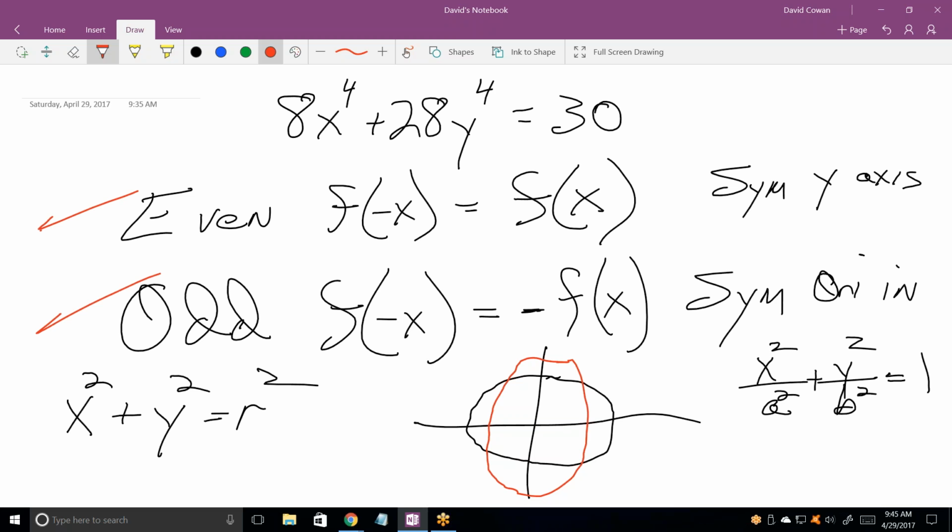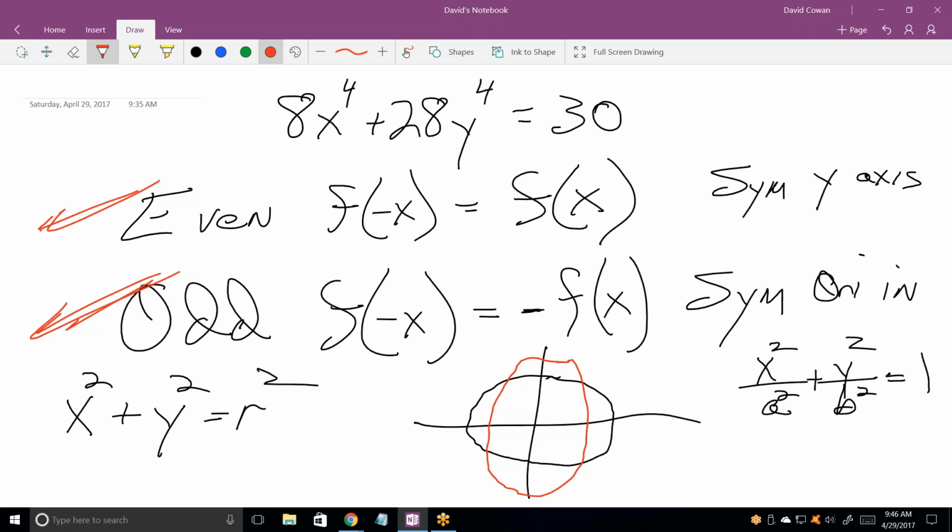It would appear that it has all three symmetries, but the odd symmetry is what's curious. In other words, f of minus x is not minus f of x. So it doesn't appear to have odd symmetry, but maybe we've got to solve for y and get it in terms of y equals something. And then maybe it would have odd and even symmetry according to these mathematical definitions.